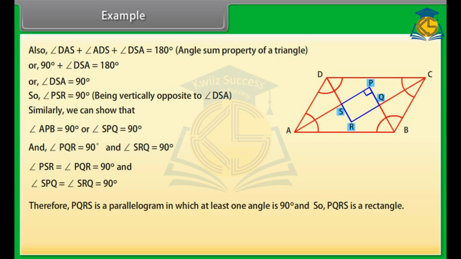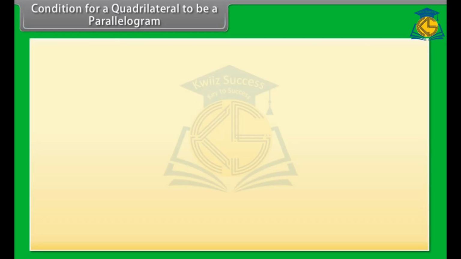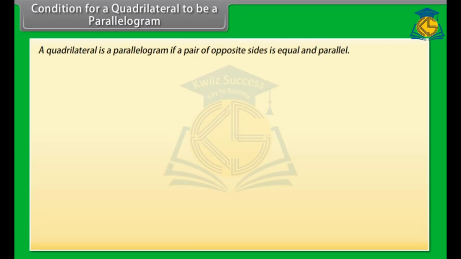Therefore, PQRS is a parallelogram in which at least one angle is 90 degrees, and so PQRS is a rectangle. Condition for a quadrilateral to be a parallelogram. Another condition for a quadrilateral to be a parallelogram is, a quadrilateral is a parallelogram if a pair of opposite sides is equal and parallel.